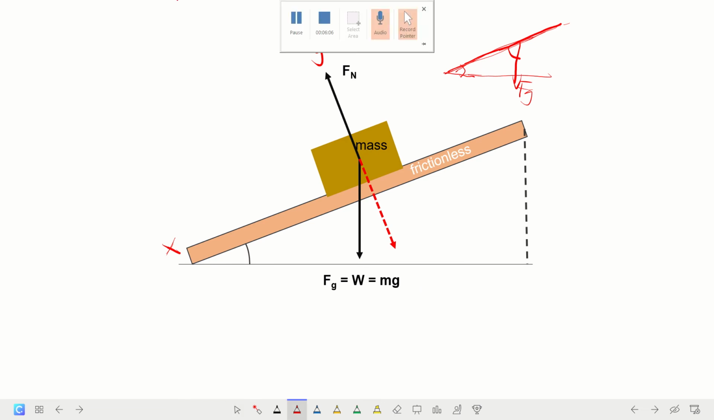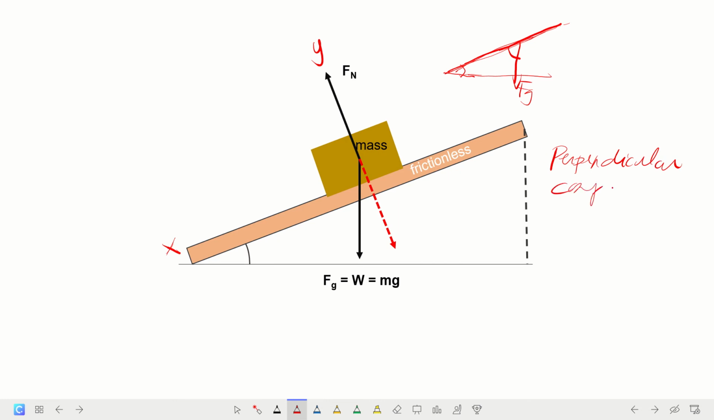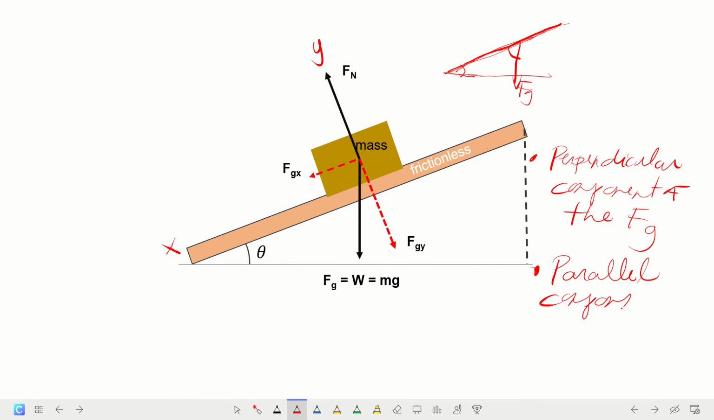So what we call these forces, we call this the perpendicular, because this force is perpendicular to the plane. So we have the perpendicular component of the force due to gravity. Yan. And then we also have, okay, so ipakita ko na lahat. So we also have our parallel component of the force due to gravity.